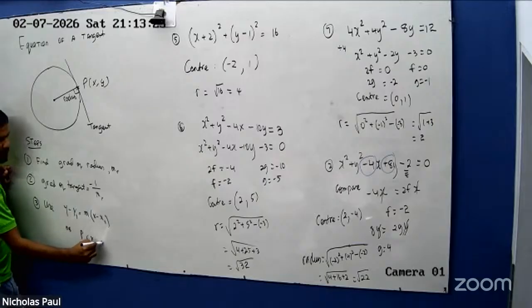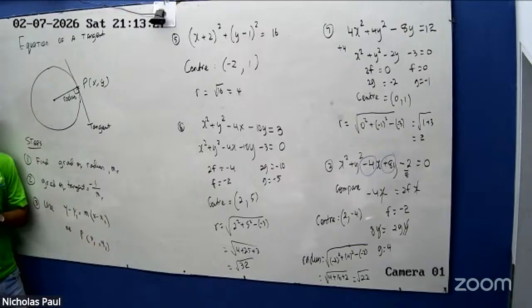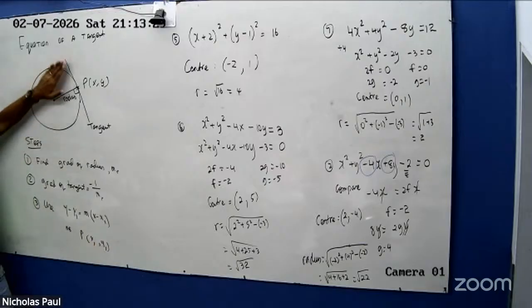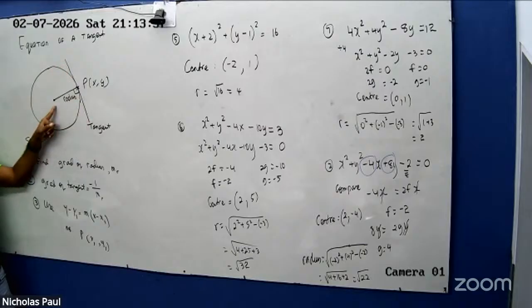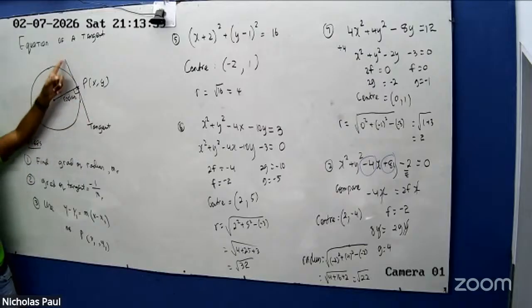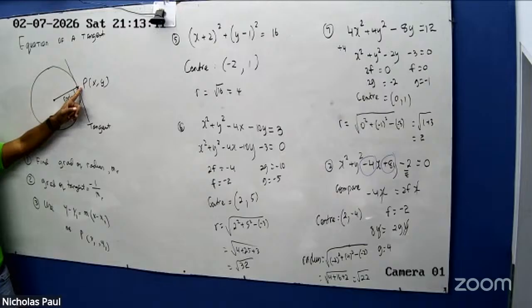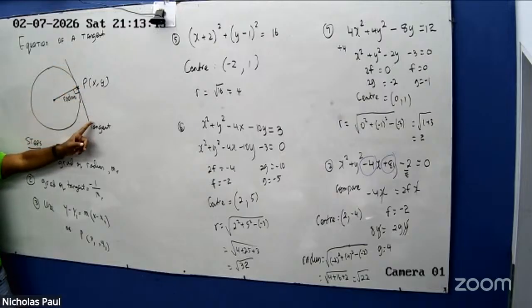Whenever you're finding the equation of this line, the point that you're going to use is this point here. Okay? Because this point is on the line, not the center. You're using this point here, the point that the tangent passes through. Not the point that is found here.